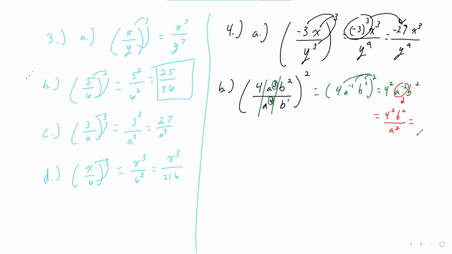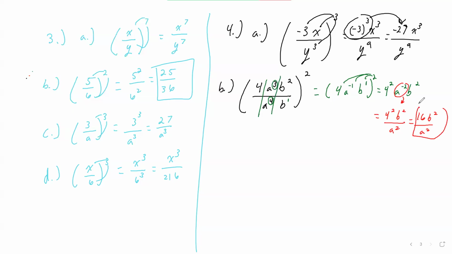That's fine too, because then what is 4 squared? So 16. So your final answer is 16b squared over a squared. All of these are a's, no 9s. So that would be the final outcome.